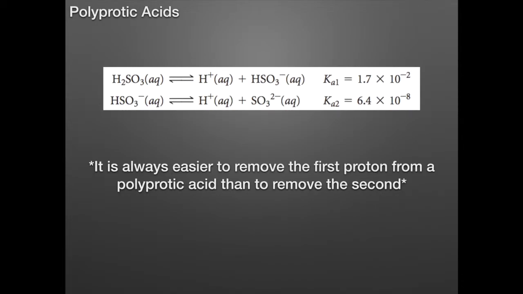Okay, so that's just a rule to keep in mind for polyprotic acids: it's always easier to remove the first proton from a polyprotic acid than to remove a second one. So in problems that we're considering, if we're asked to find the pH of a polyprotic acid, we will actually ignore the concentration of hydrogen ions that are produced in the second reaction and instead simply concentrate on the hydrogen ions that are produced when the original acid dissociates into its ions.